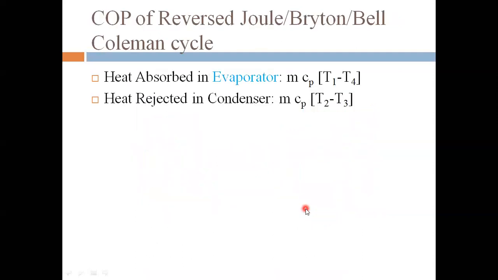Now the objective is to know the COP of the reverse Joule, Brayton or Bell-Coleman cycle. In the exam, the question may be asked as to explain the reverse Joule cycle, or they can directly ask to explain the Bell-Coleman cycle. So we need to know that reverse Joule, or another name, reverse Brayton, or somebody will say only Brayton, and the popular name is the Bell-Coleman cycle.